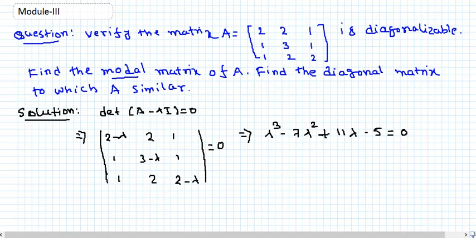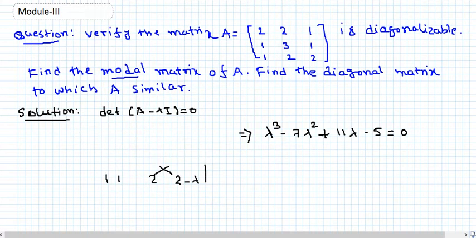I did it by myself in my notebooks, not online. I recommend you to solve it by yourself. First take this entry, multiply with it, and then subtract. I think you already know how to find the determinant, and from it you will get this polynomial equation. Now we're going to find the solution of this polynomial equation.